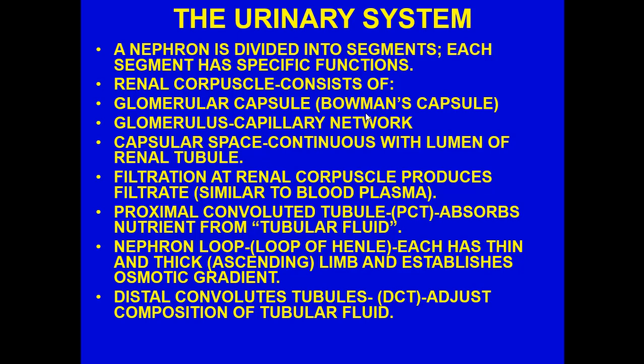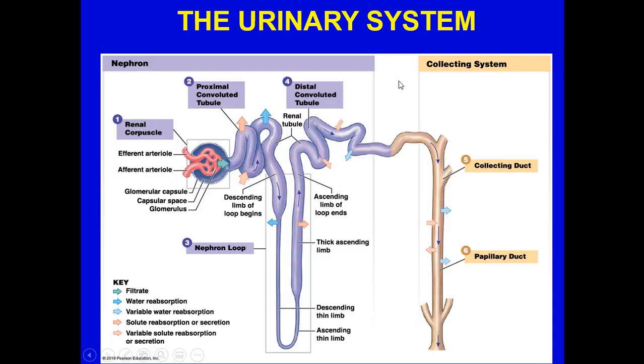Now, then we have this nephron loop. This is also referred to as the loop of Henle, and it is the continuation of this tubule leaving the PCT. It has a thin and a thick limb. The thin is, most of it is descending. It starts to turn upward, and then you have the tubule get very thick, the nephron loop limb, and it establishes an osmotic gradient, which we'll show you the importance of in a minute. Then after we're done with the loop of Henle, the nephron loop, we go into the continuation of the tubules called the distal convoluted tubule, DCT. The DCT adjusts the composition of the tubular fluid.